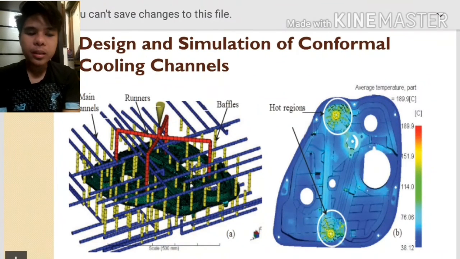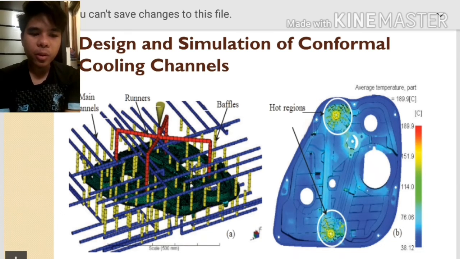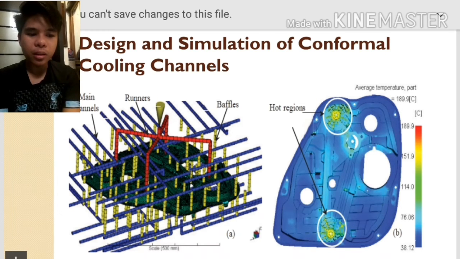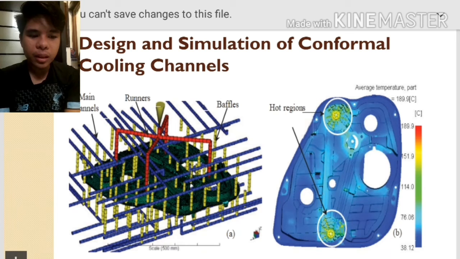Part of the methodology is the design and simulation of conformal cooling channels. Due to high production demand and a short time for producing a product, a good, well-designed cooling system can increase the quality of the mold part. As we can see, Figure 1 below shows the cooling system of today's mold design and the temperature distribution of the mold part.